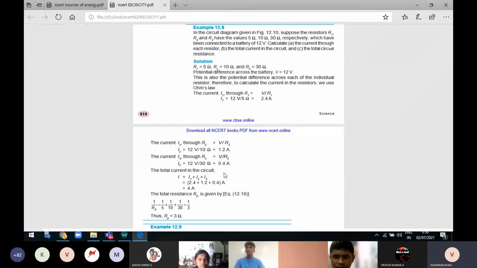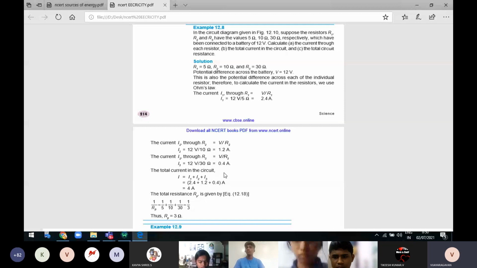Therefore, to calculate the current in the resistor, we are going to use Ohm's law. So according to Ohm's law, V is equal to IR. So first of all, you take the first resistor. I1 is equal to V by R1. So V is 12 volts divided by 5, we get 2.4 amperes current for the first one.